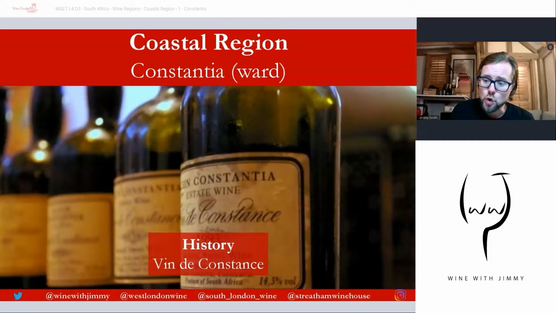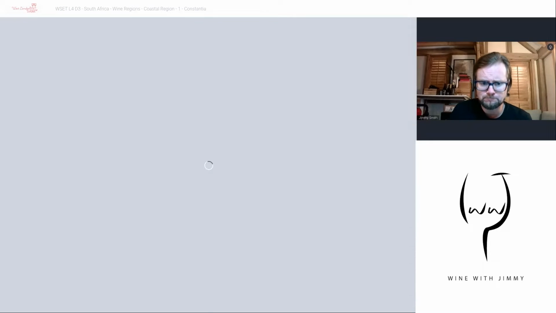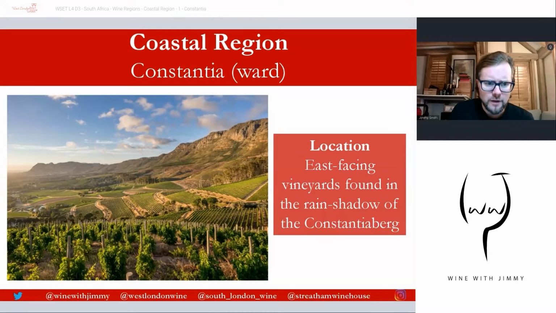Charles Baudelaire, who was a famous French poet, publishes the poem Les Fleurs du Mal, and he compares Constantia wine to his lover's lips. And then Charles Dickens begins work on his final and unfinished novel, The Mystery of Edwin Drood, and that talks of Constantia wine as well. 1986 was the first vintage released after 120 years of no production, and that heralded the new era for Vin de Constance wine.